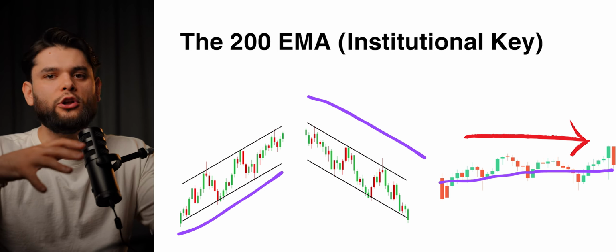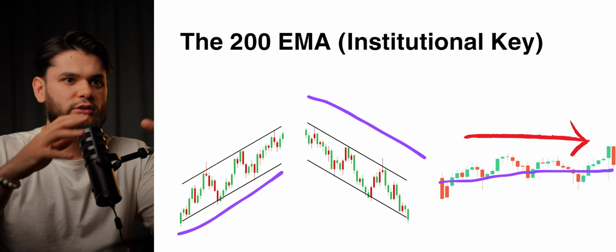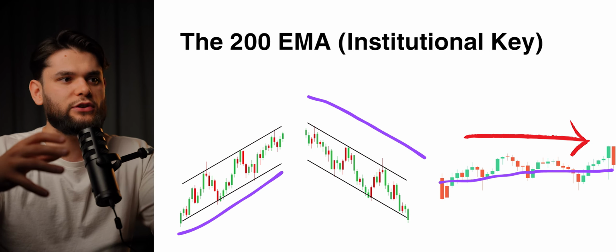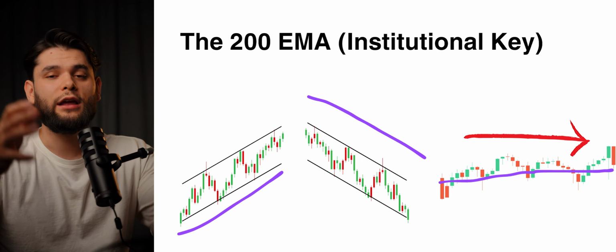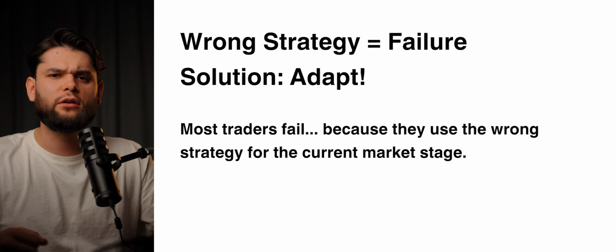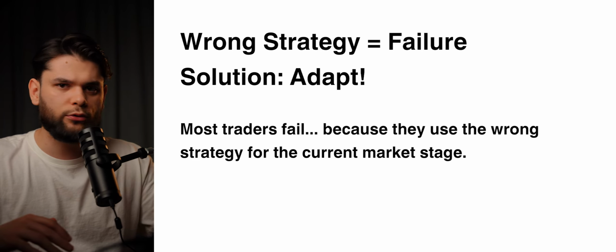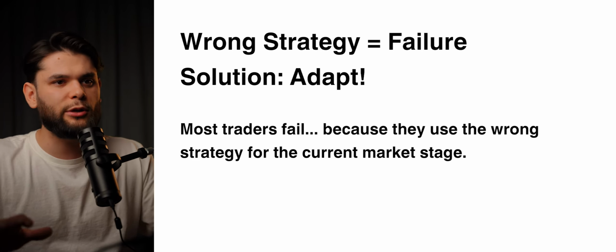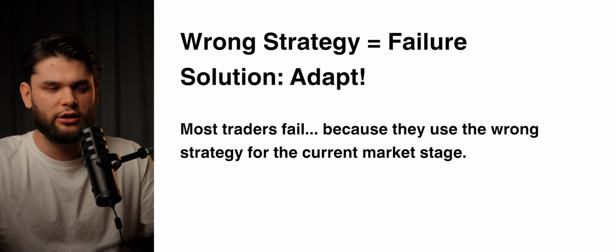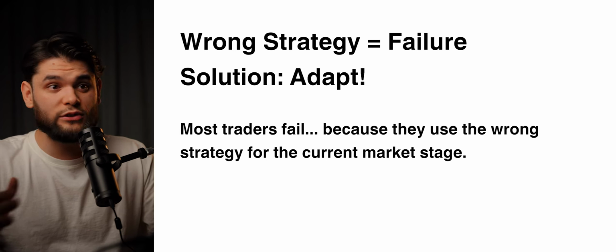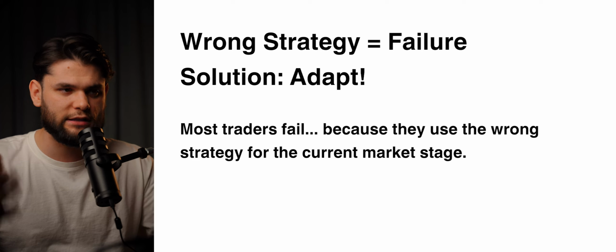So now we know how to identify both trendy and rangy market conditions using market structure and the moving averages. But why is this so important? Most traders fail or go through losing streaks not because they have a bad strategy, but because they use the wrong strategy for the current market stage.